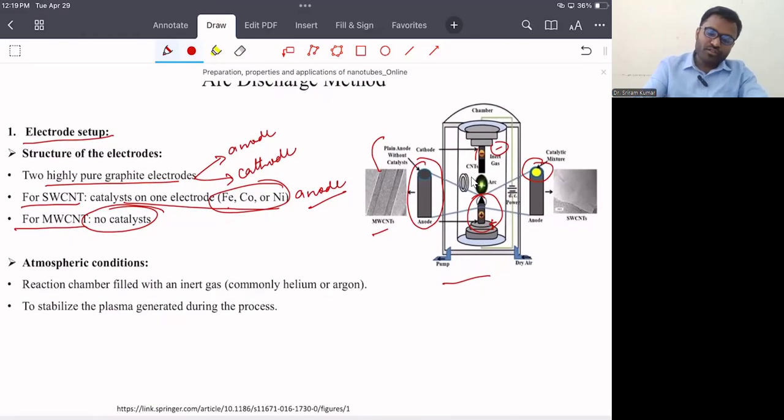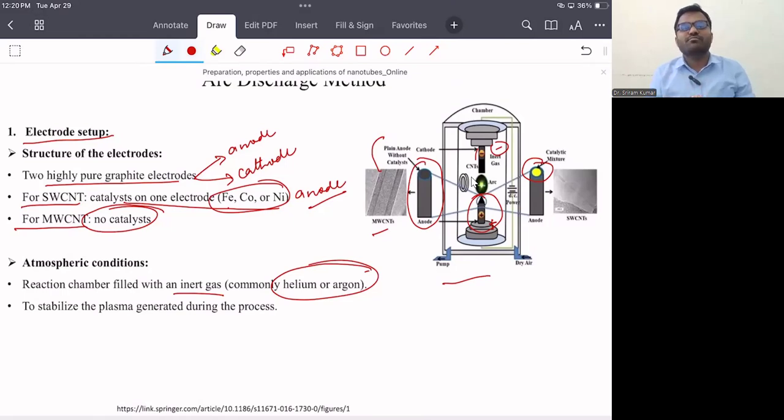If you want to understand the condition in the closed chamber, in the arc discharge method we need to use an inert gas. Normally, we use either helium or argon inert gas. The purpose of using the inert gas is that it stabilizes the plasma formation in the process, and that stable plasma gives uniform quality of the material.